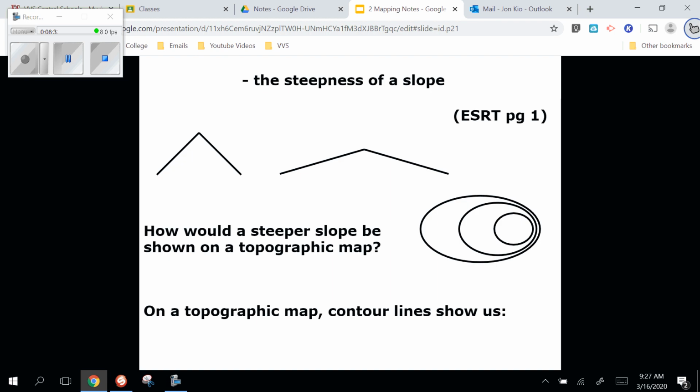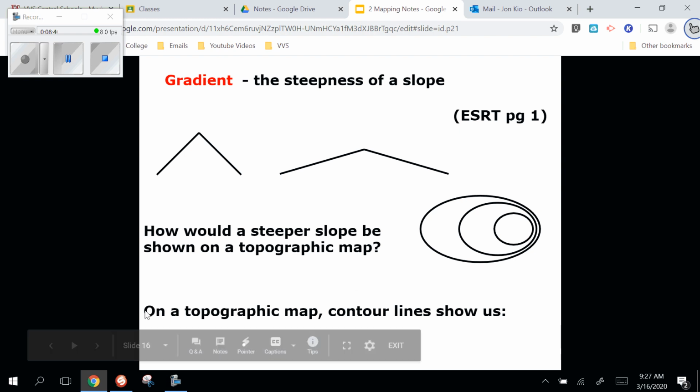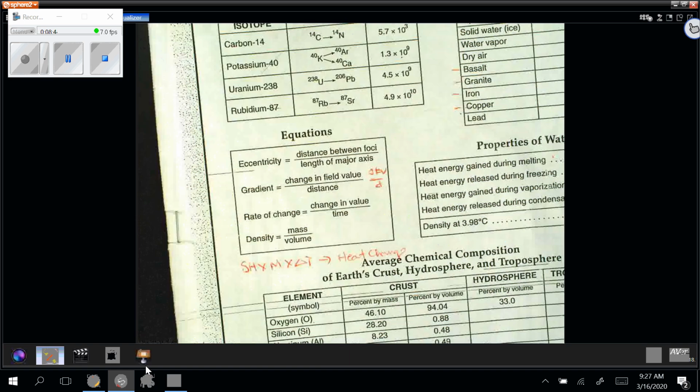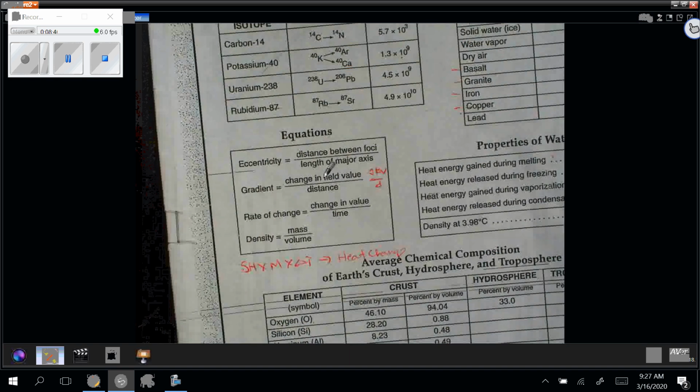So, all right, onward. Gradient. All right, steepness of a slope is the gradient. And if you remember, we have our reference table here. Okay? You can see that gradient is the change in field value over distance. And we use this delta FV over D as our little shortcut because I'm lazy here. So there's our gradient formula.